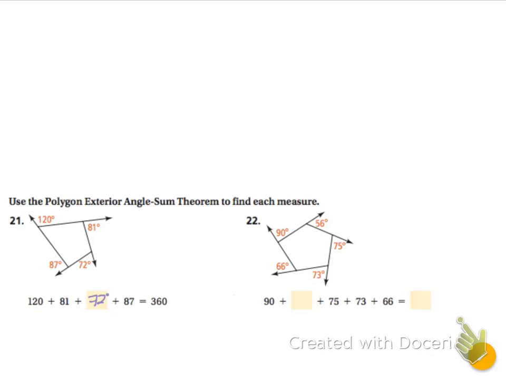Okay, my next one here, if I add them all up, the one that's missing this time is 56, and all of these will equal 360. If one of them was missing, let's say this one was missing this time and it was x, all of them should add and equal 360. So you could take x plus 66 plus 90 plus 56 plus 75 and set it equal to 360 and solve it if you needed to.